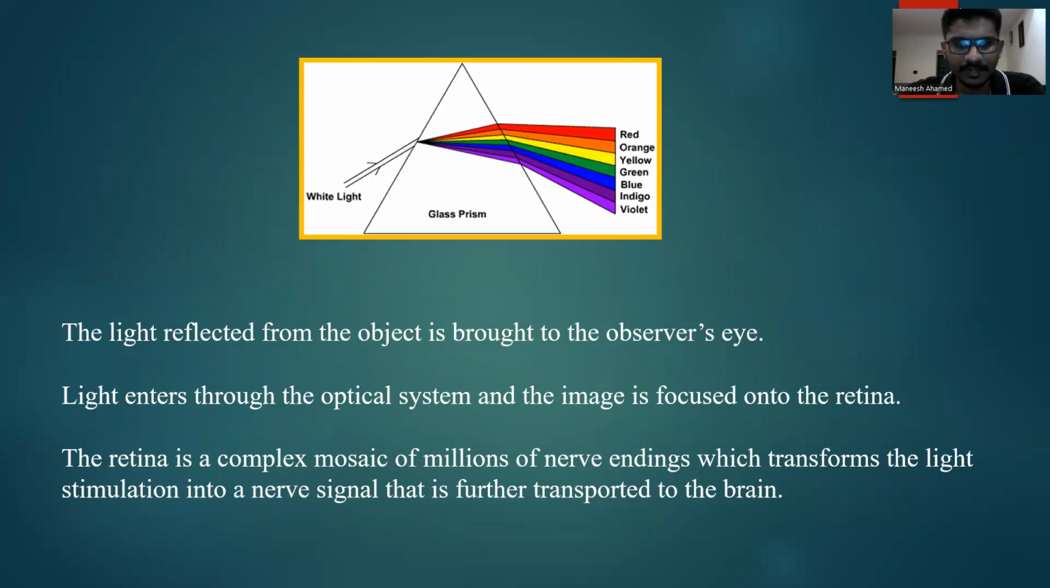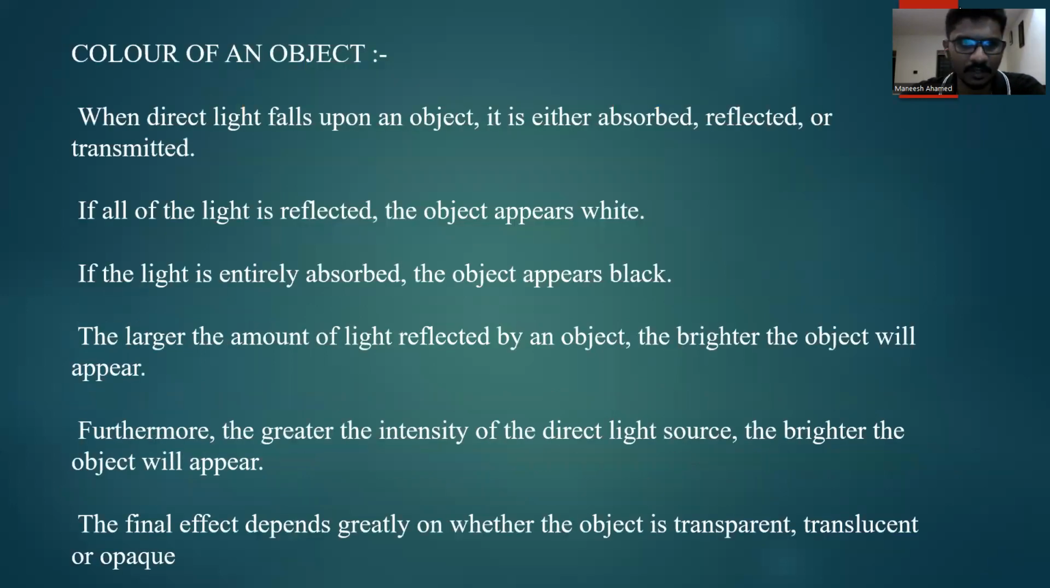This is an example of white light that is going into the prism and it is dividing into its constituent colors, the spectrum. Light reflected from the object is brought to the observer's eye. Light enters through the optical system and the image is focused onto the retina. The retina is a complex mosaic of millions of nerve endings which transforms the light stimulation into a nerve signal that is further transported to the brain.